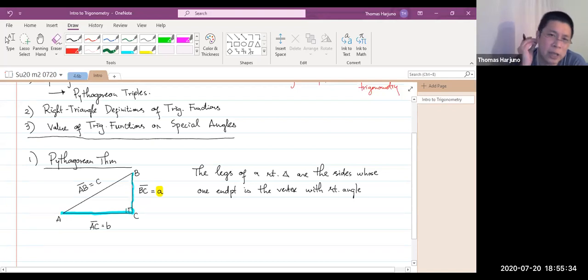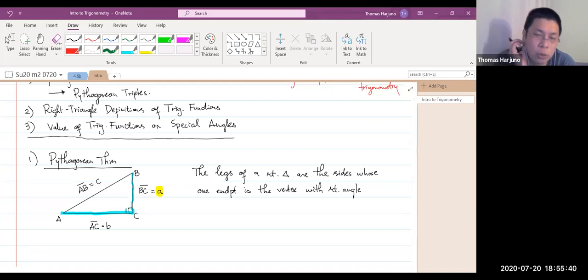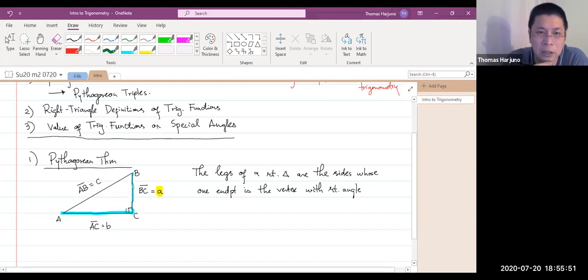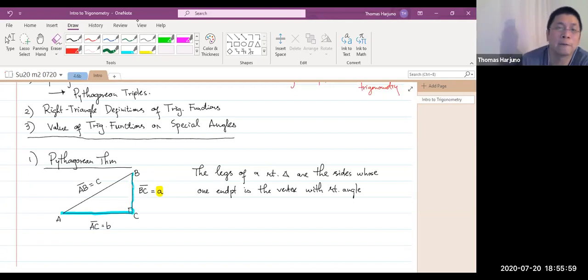Because the hypotenuse is the longest side, the legs of a right triangle are also the shorter two sides of the right triangle. But I prefer to say the legs of a right triangle are the sides adjacent to the right angle, not opposite of that right angle, but adjacent to the right angle.